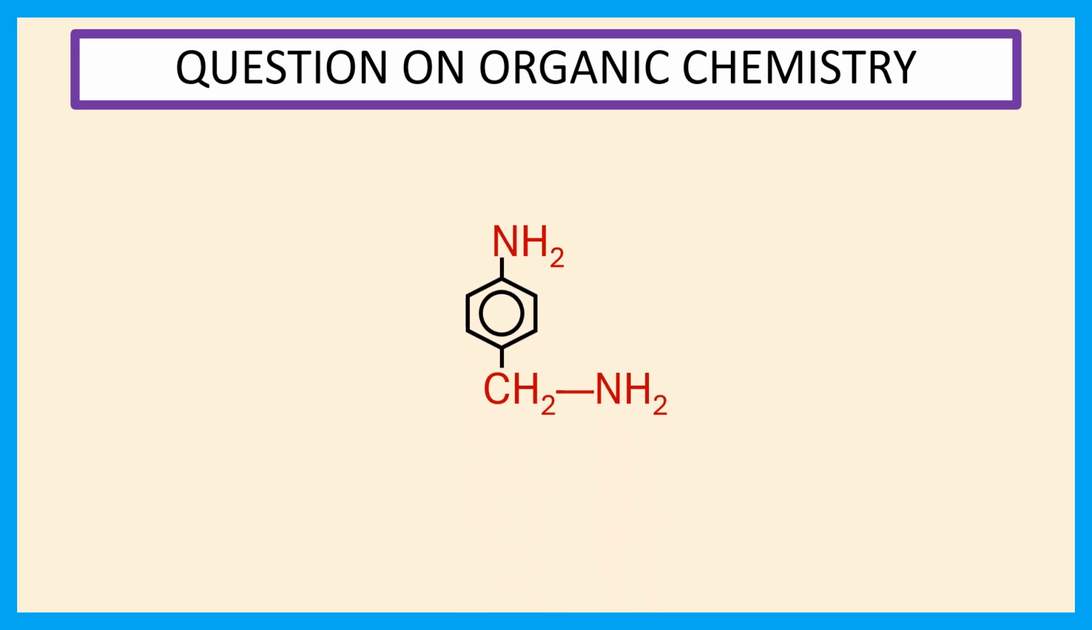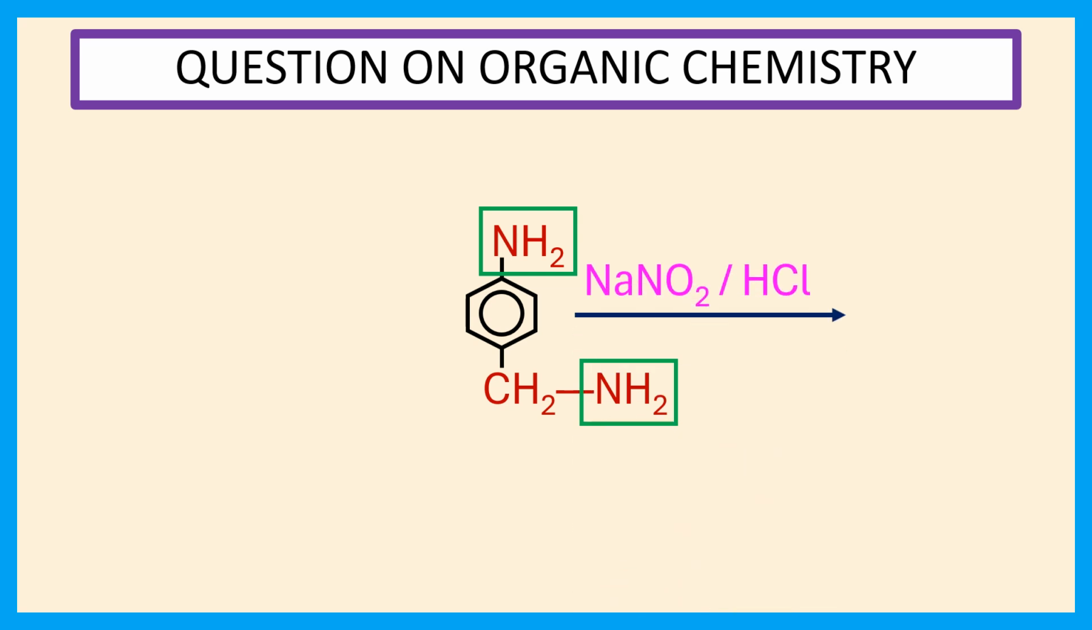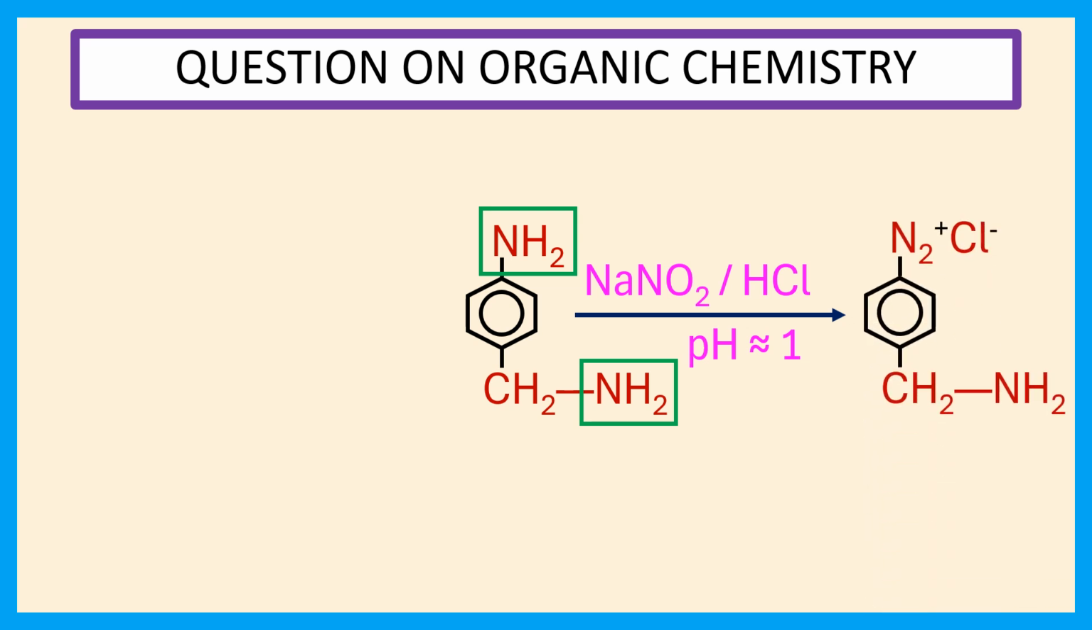This compound contains two types of amines. Aromatic amine, this is the aromatic amine, and aliphatic amine, this is the aliphatic amine. When this compound reacts with NaNO2 and HCl at pH equivalent to 1, diazotization takes place at the aromatic amine.